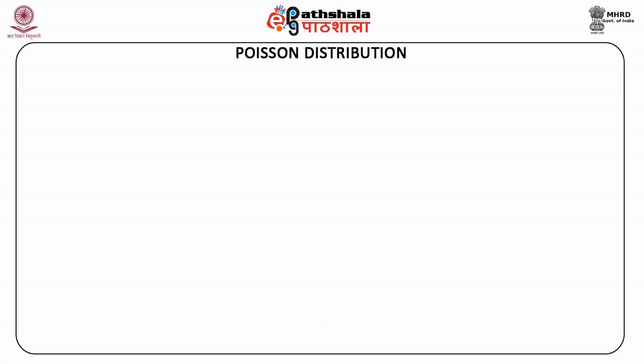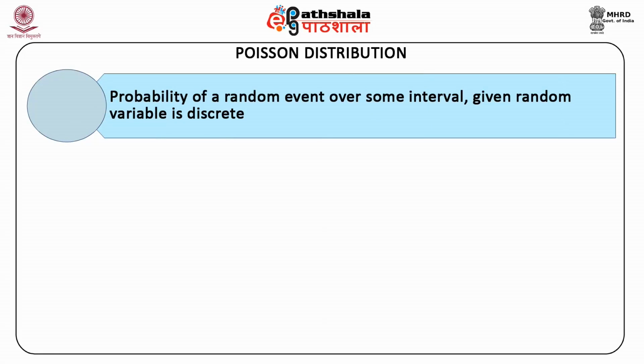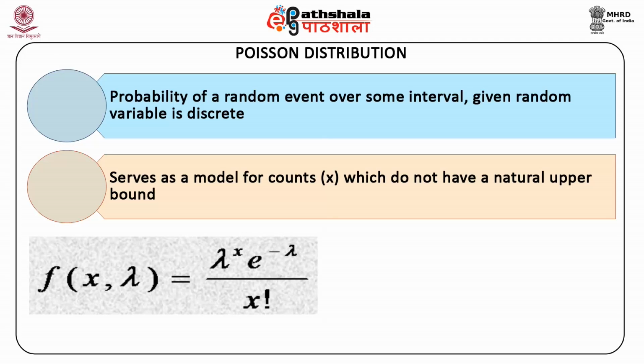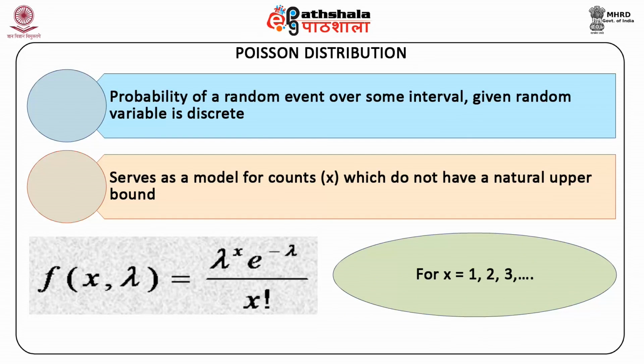Further, we shall discuss the Poisson distribution. The Poisson distribution measures the probability, that is the relative frequency, of a random event over some interval of time or space, given the random variable is discrete. It serves as a model for counts, that is x, which do not have a natural upper bound. The Poisson distribution with mean lambda has the probabilities given by f(x; lambda) = lambda to the power x multiplied by e to the power minus lambda upon x factorial, for x varying from 0, 1, 2, 3 and so on.